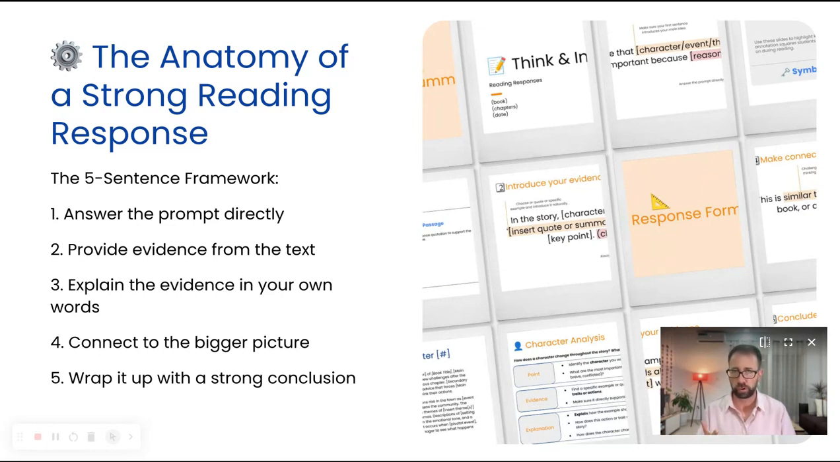It's a 5-point structure. I ask my students to answer a prompt that I give them directly in the first sentence, provide some evidence for that thought from the text, so cite a page in a chapter with a quotation, explain why that evidence is important using your own words, connect it to a bigger picture, a big idea, a thought, a theme, another piece of literature, something in the news, the real world, and then wrap it up in a strong conclusion. I ask them to do that in a minimum of 5 sentences.